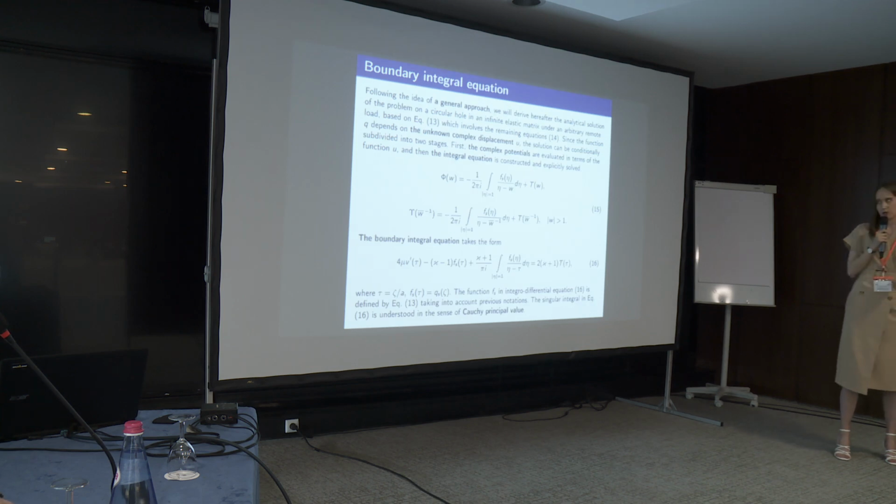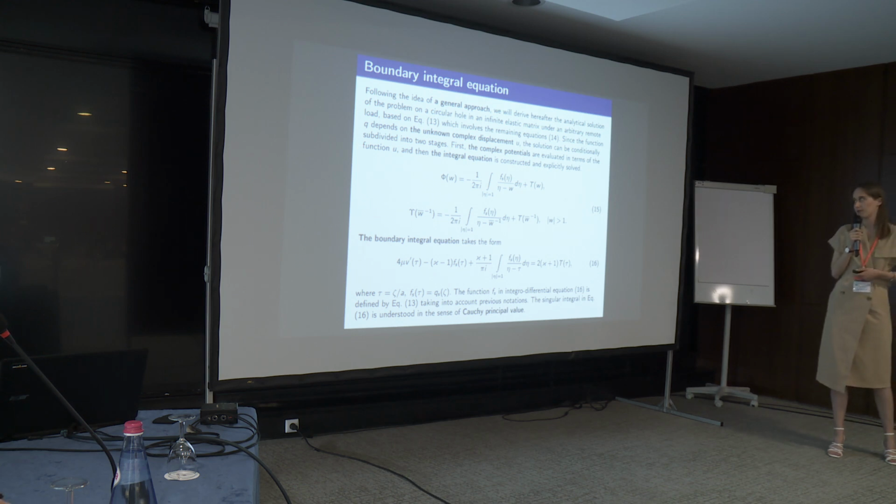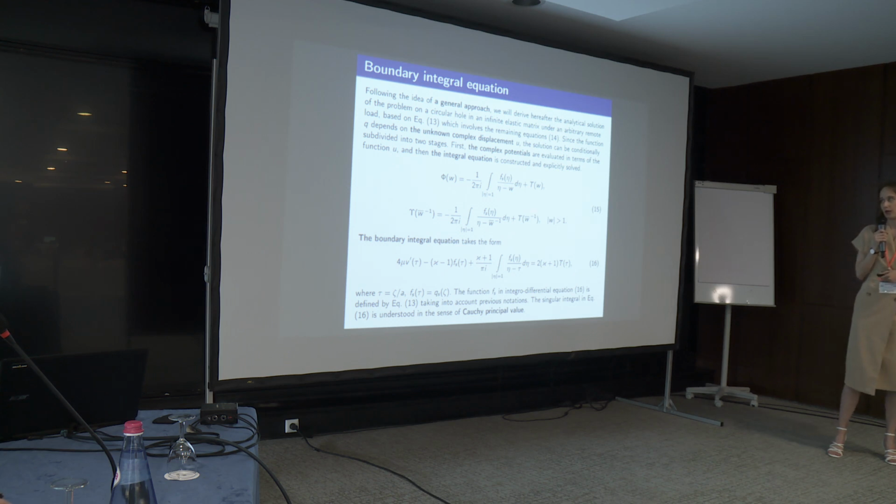This is the main idea of how to find the analytical solution. We have two main steps. The first of them is to find function Q depending on the unknown complex displacement. How to do it? We calculate complex potentials in terms of Cauchy type integrals, and finally we can explicitly solve the boundary integral equation. So the complex potentials are found by these formulas, and the boundary integral equation is formula 16.